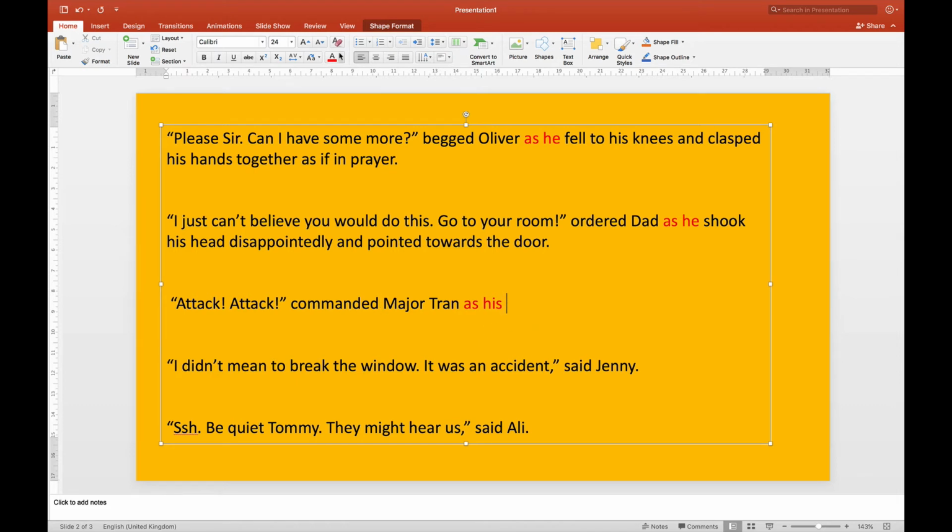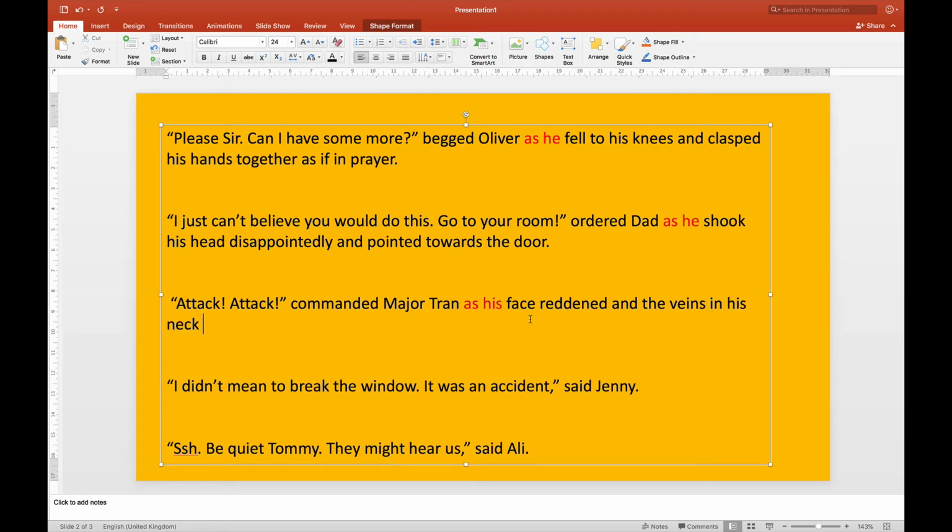Now, what would happen? He's under pressure. War, or the battle has broken out. What might he... as his face reddened and the veins in his neck began to bulge. How about that? Oh, began, sorry. That's better. "Attack, attack," commanded Major Tran, as his face reddened and the veins in his neck began to bulge. Even better than bulge, began to pulse.